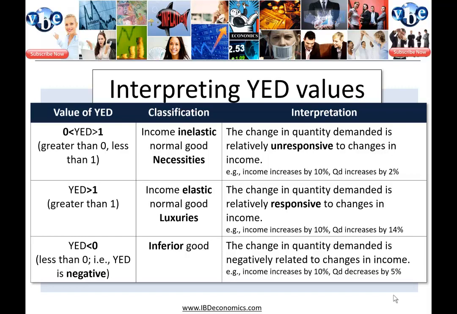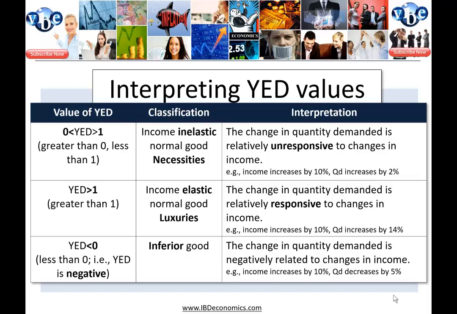Now if YED is greater than 1, we're talking about income elastic, and again we're talking about a normal good because it's a positive. And in this case, when it's greater than 1, we can define that good as being a luxury. And here the change in quantity demanded is relatively responsive to changes in income. An example would be income increasing by 10%, then quantity demanded increasing by proportionally more, say 14%.